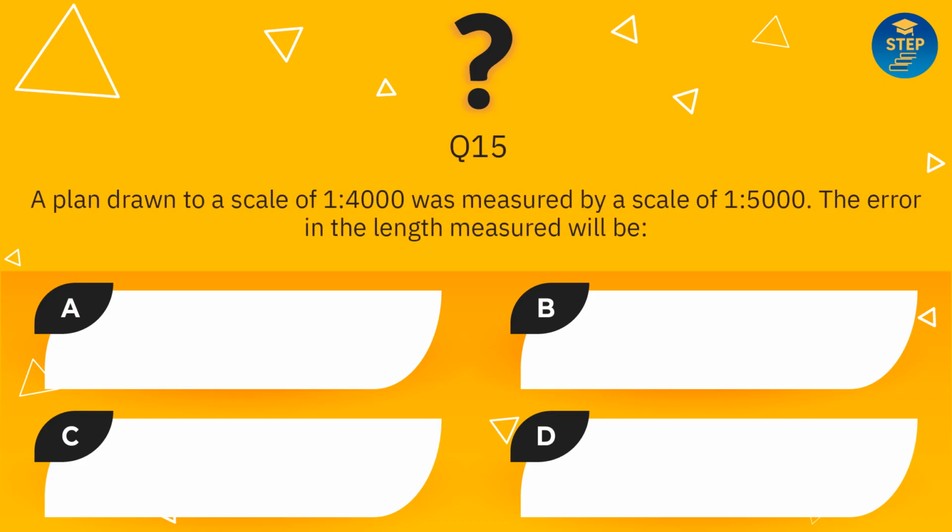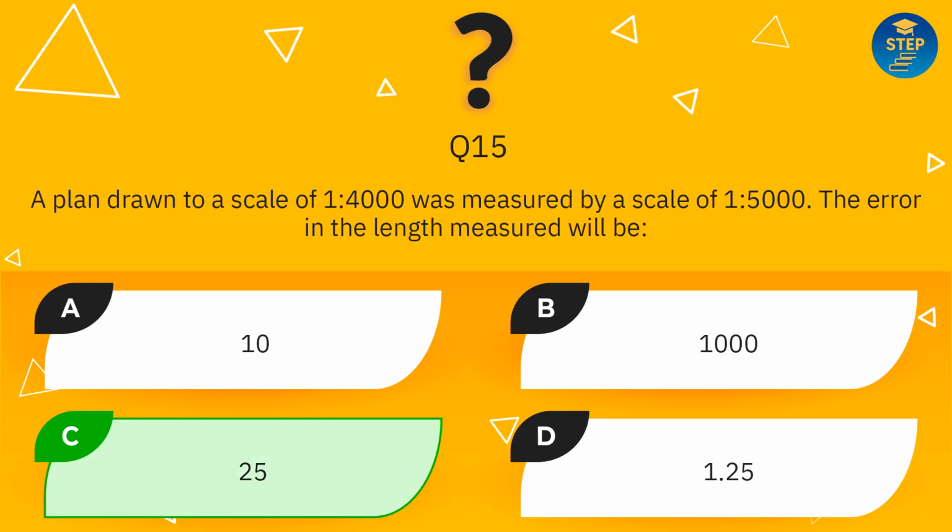A plan drawn to a scale of 1 to 4000 was measured by a scale of 1 to 5000. The error in the length measured will be 10, 10, 25, 1.25. Answer is 25.